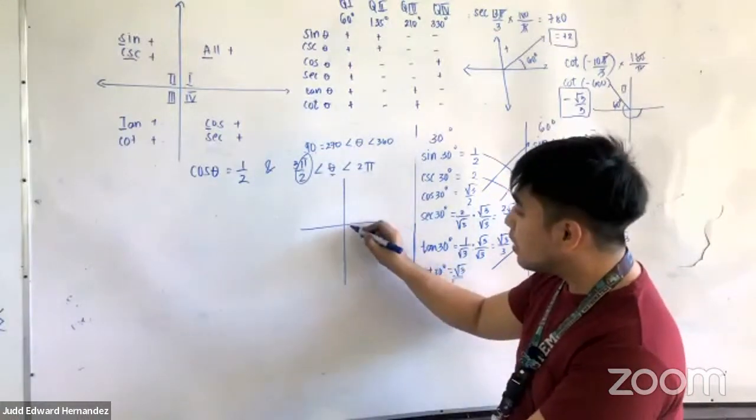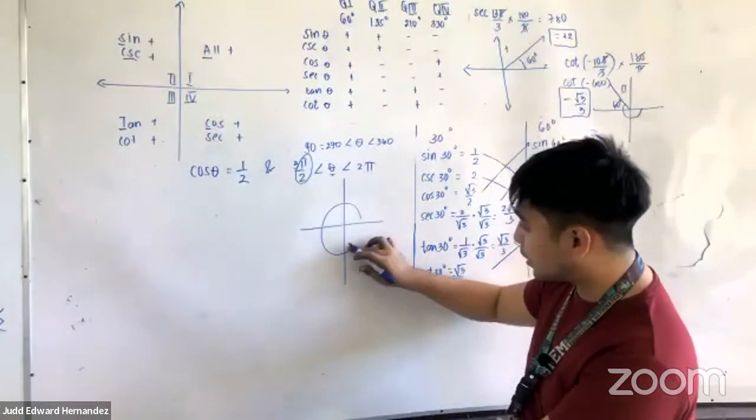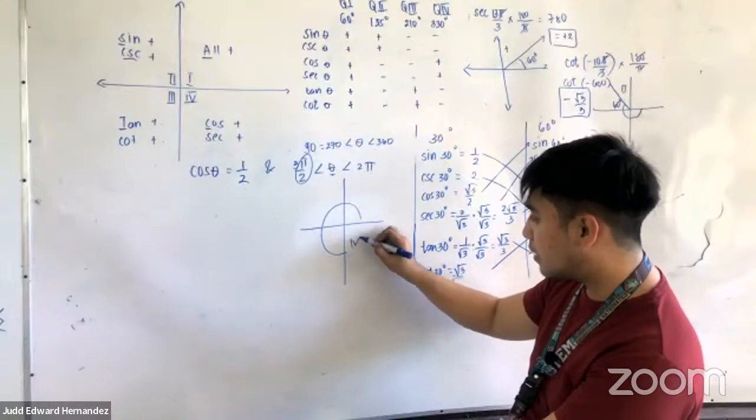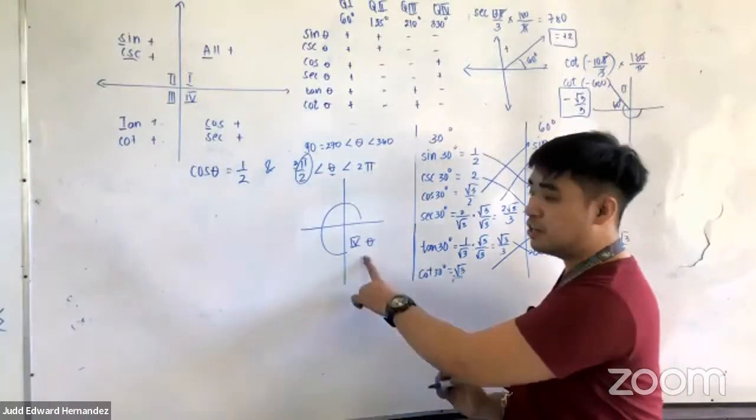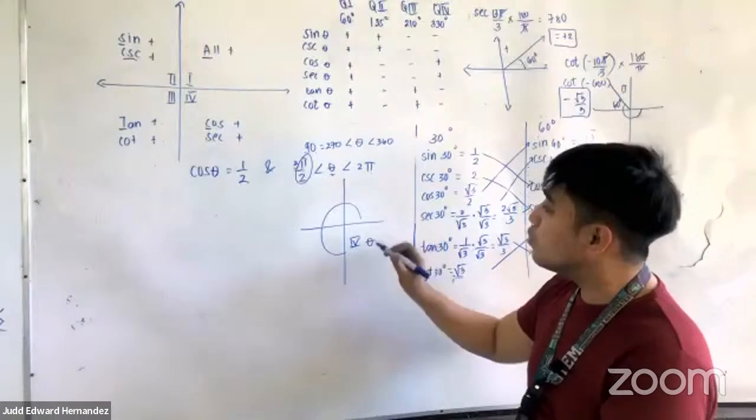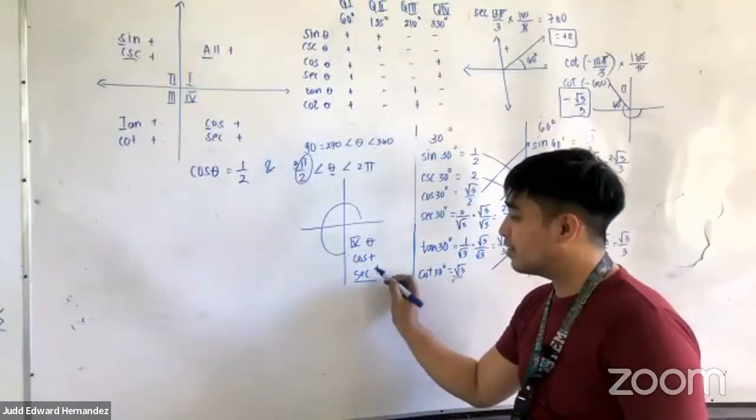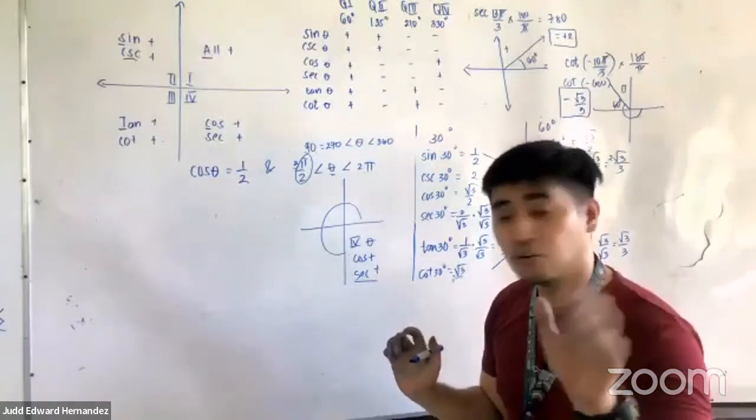At nasaan po? Andito po ba siya sa quadrant 4? Ito po ba yung theta natin? Yes or no? Yes. Therefore, kung yan yung theta natin, ibig sabihin, yung cosine natin is positive. Yung secant natin is positive din. Are we clear? Okay, binigyan na tayo. Yun ay binigay sa atin na condition.